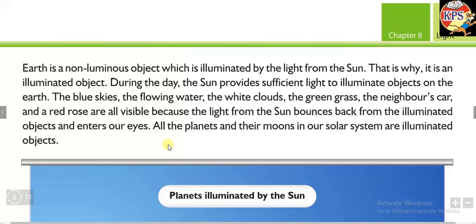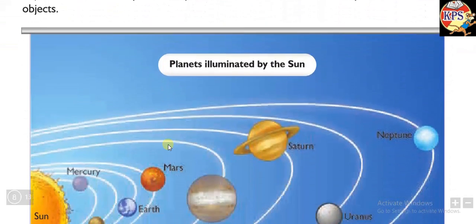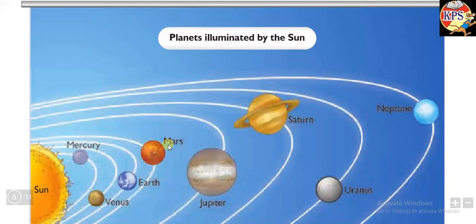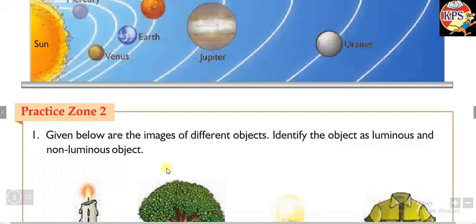So moons, earth, and many other objects are natural objects, and they don't emit their own light. First light falls on the earth's surface or moon's surface, then it comes to our eyes, then we can see these objects. These are planets, and they don't emit their own light. We can see these planets because of the light of the sun. This is the main source of light here.